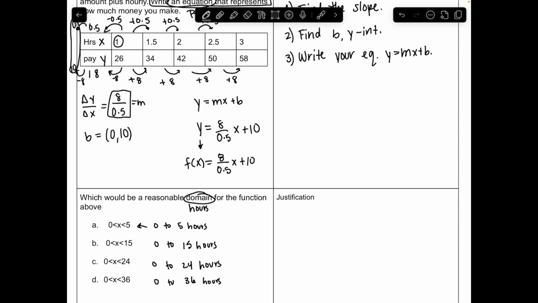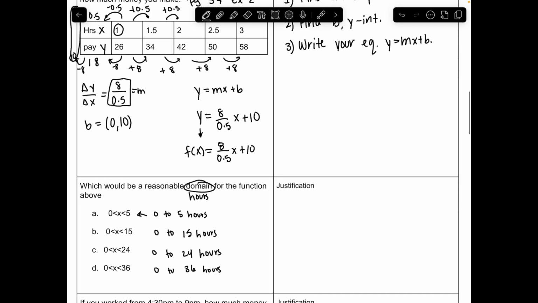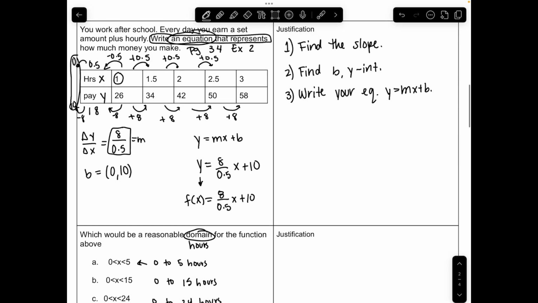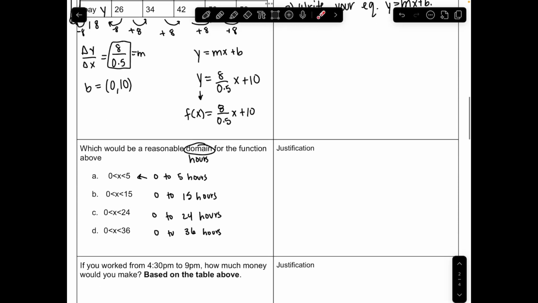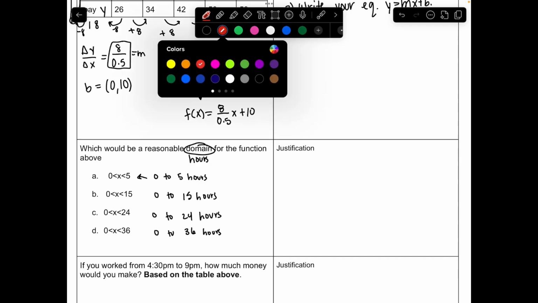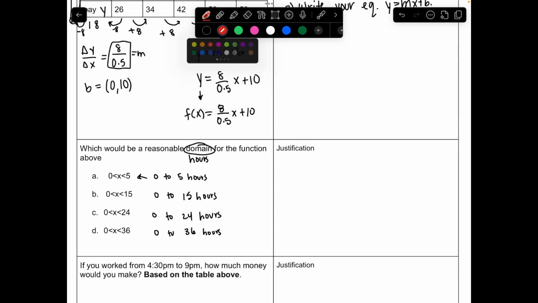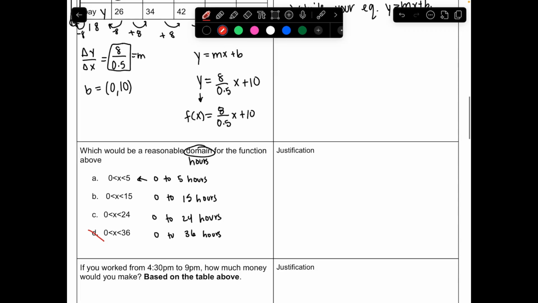0 to 36 hours. Okay, which one is reasonable if you are working after school? Would you work 36 hours right after school? Obviously not, right? You would probably want to go to sleep. So it can't be D. 24 hours? So you work 24 hours after school? Probably not either. How about 15 hours?